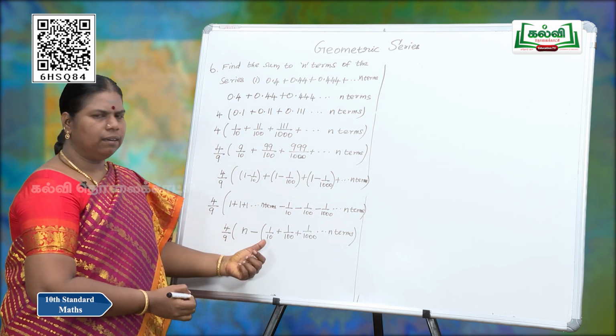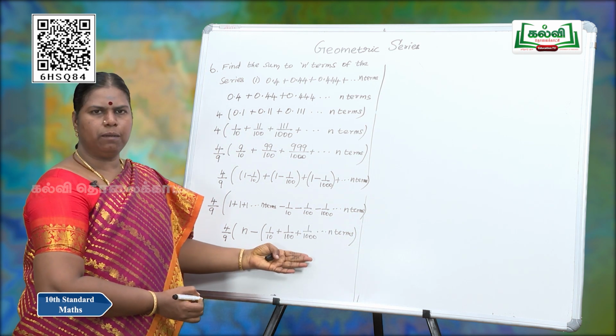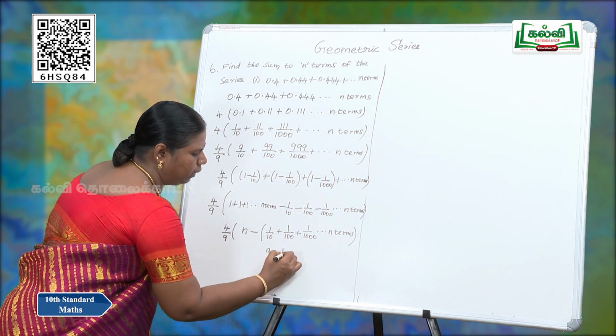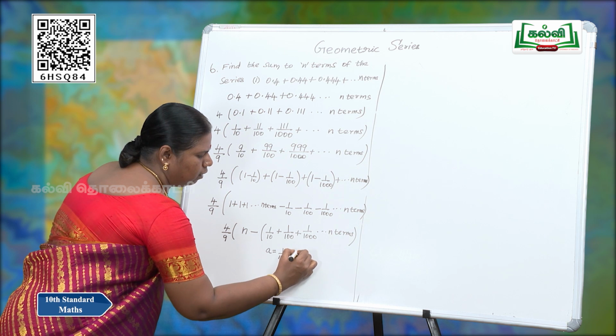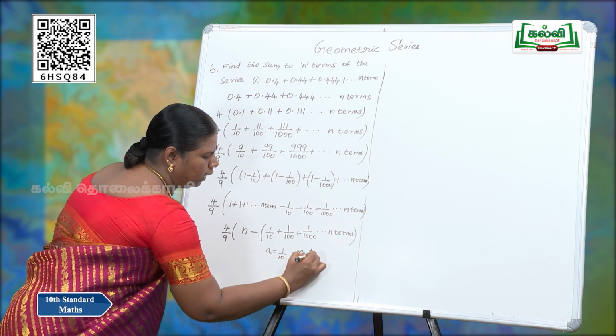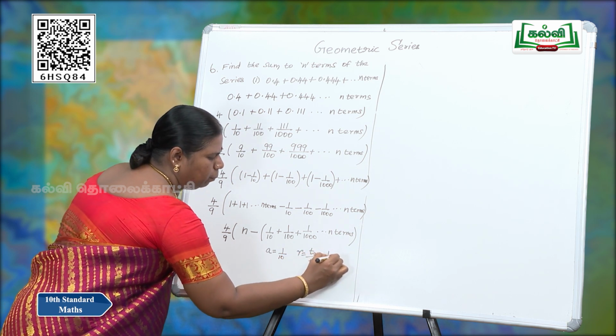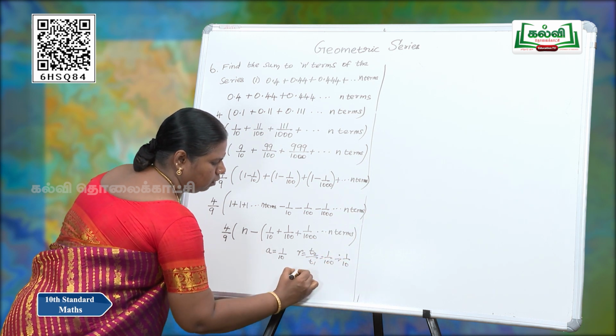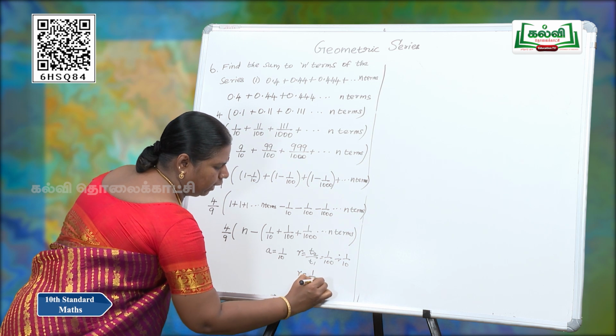Here the sequence becomes GP now. The first term is a is equal to 1 by 10, r is equal to T2 by T1, which is 1 by 100 divided by 1 by 10, r is equal to 1 by 10.